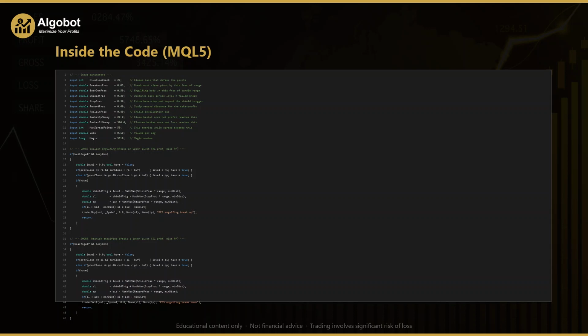The short block is the mirror. When bear engulf and BodyDom are true and the close breaks the lower pivot S1, or the central pivot as a fallback, by the buffer, it places the stop above the shield trigger, sets the take profit or reward distance below, and calls trade.sell. Both sides are symmetric, and both clamp their stops to the broker's minimum distance. That symmetry is the heart of this strategy.